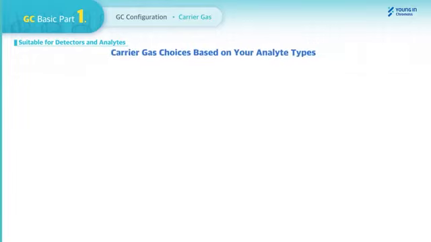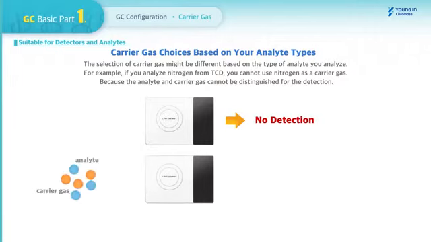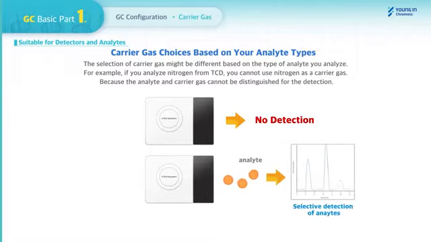Select the carrier gas based on your analyte types. The selection of carrier gas needs to be different based on the type of analyte you analyze. For example, if you analyze nitrogen, you cannot use nitrogen as a carrier gas because the analyte, same as carrier gas, cannot be distinguished for the detection.